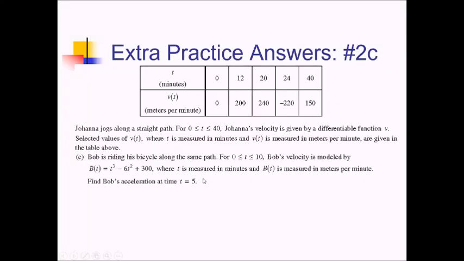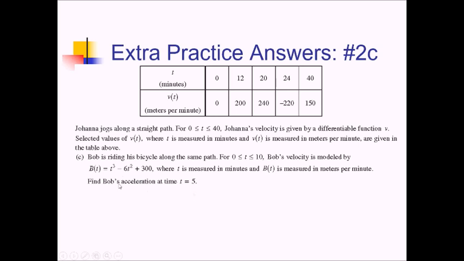For this part of the problem, we have Bob riding his bike on the same path as Joanna. Hopefully they don't hit each other. Between times 0 and 10, Bob's velocity is modeled by this b of t function. And let's see here. We want to know Bob's acceleration. We want Bob's acceleration at time 5.